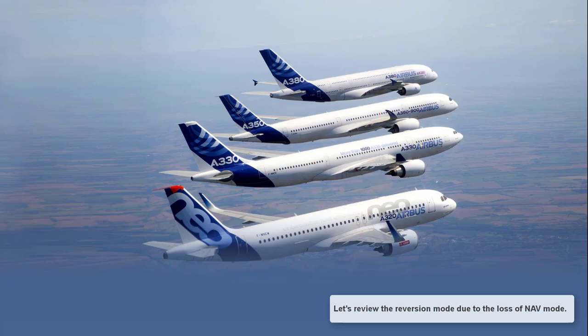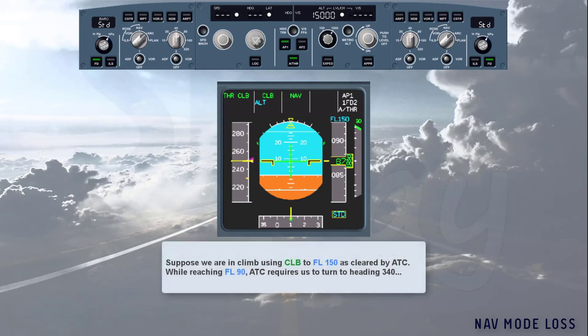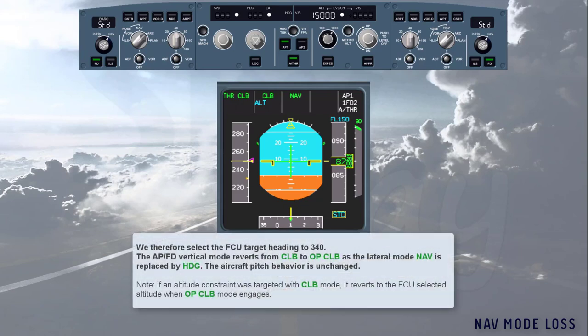Let's review the reversion mode due to the loss of navigation mode. Suppose we are in climb using climb to flight level 150 as cleared by ATC. While reaching flight level 90, ATC requires us to turn to heading 340. We therefore select the FCU target heading to 340. The autopilot flight director vertical mode reverts from climb to open climb as the lateral mode navigation is replaced by heading. The aircraft pitch behavior is unchanged.